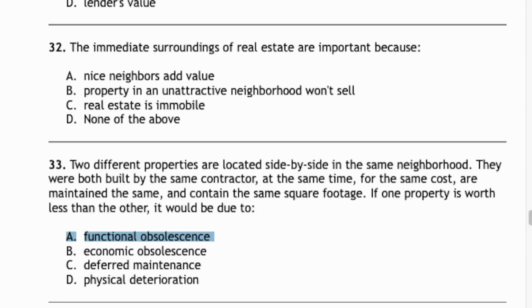And the reasoning is the only possible difference is that the properties do not look the same. All forces and factors that could influence value operate on both properties. Possibly the floor plans are different. The difference must be architectural and is considered functional obsolescence. So, if you look at all that's listed, same time, same cost, maintained the same, same square footage, it must be that the functionality of the places is different.